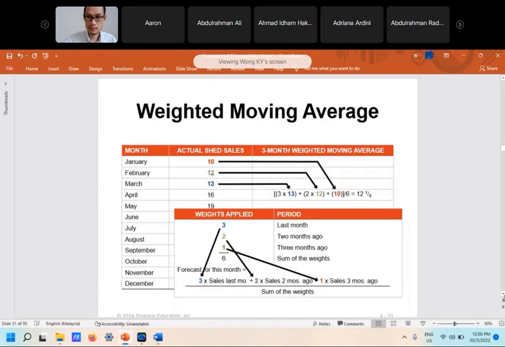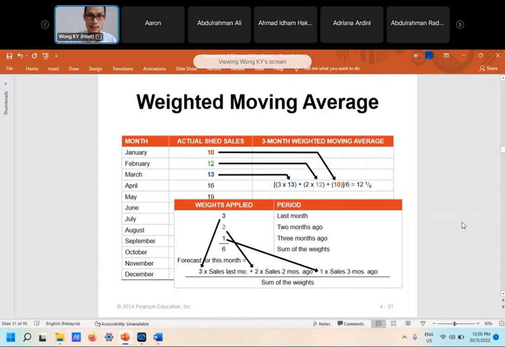So let's look at this. Okay, basically it's the same example. So let's say you are given the actual sales data for 3 months, January, February, March. Okay, so you have 10, 12, 13. And let's say the question says this weightage will be applied 3 to 1.